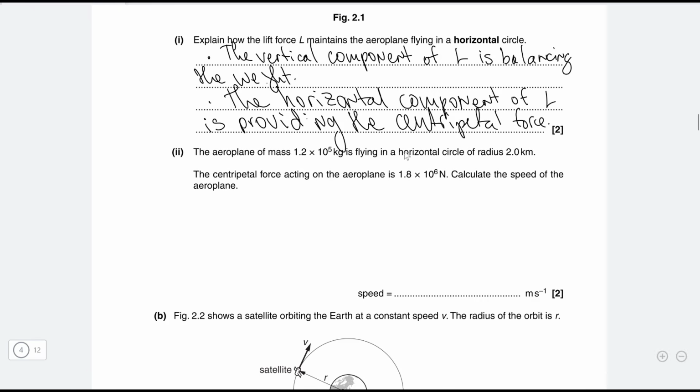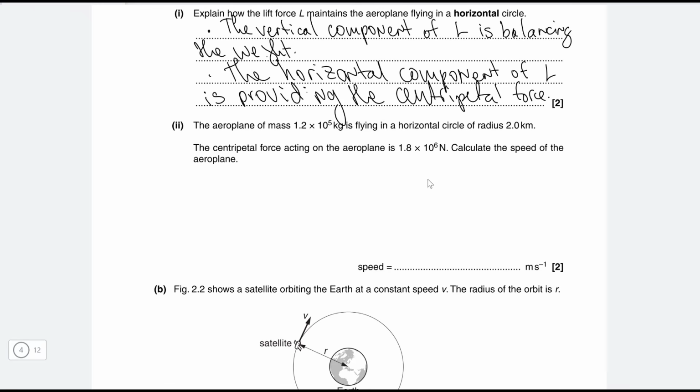The airplane has a certain mass, 1.2 times 10 to the 5 kg, flying in a horizontal circle of radius 2 kilometers. The centripetal force acting on the airplane is 1.8 times 10 to the power 6. Calculate the speed of the airplane. So what I'm going to do is use F is equal to mv squared over r, meaning that v squared will be equal to Fr over m, meaning that v will be equal to the square root of Fr over m. And let's plug in some numbers.